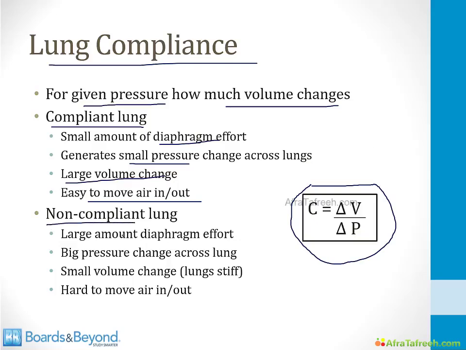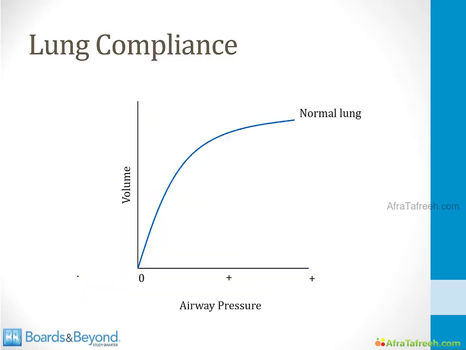You need to apply a large amount of effort from the diaphragm and a big pressure change just to get a small volume change because the lungs are stiff. In non-compliant lungs, it's hard to move air in and out. There are many disease processes where the compliance in the lungs changes, either becoming more compliant or less compliant. This is related to the relationship between volume and pressure that we've been talking about on the last few slides. So let's talk about how changes in lung compliance change the shape of the pressure-volume relationship of the lung.